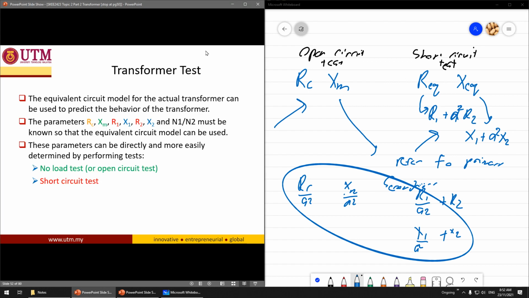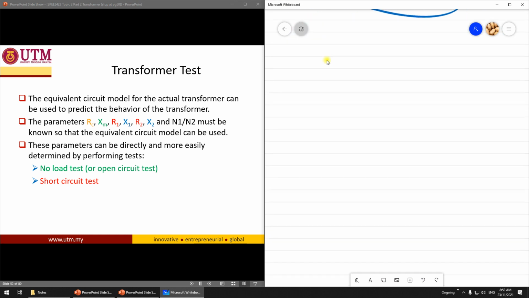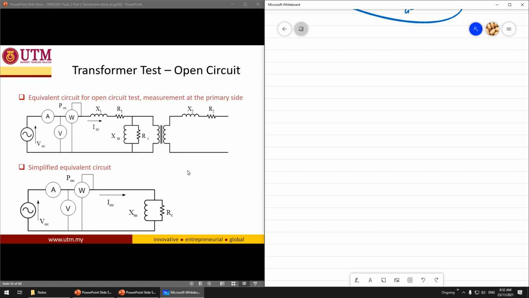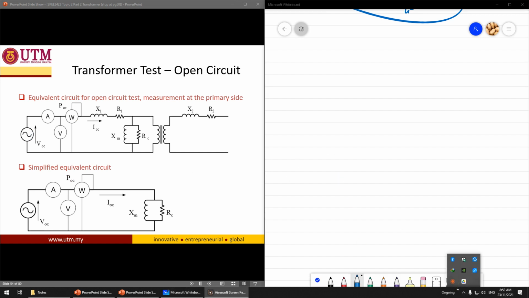So we start with the tests. I already explained this to you. Basically you want to know the parameters, and the tests are the no load test, or open circuit test, and the short circuit test. How to conduct the tests, I also already provided to you. In the open circuit test, you can determine RC and XM. In the short circuit test, you determine R equivalent and X equivalent. So we start with the open circuit test.